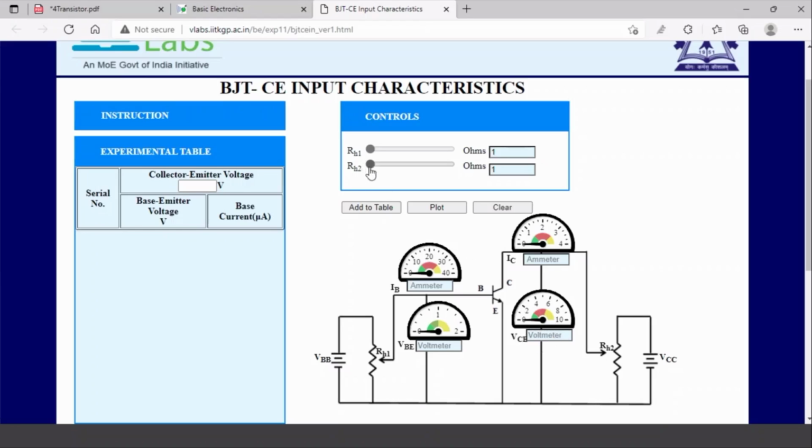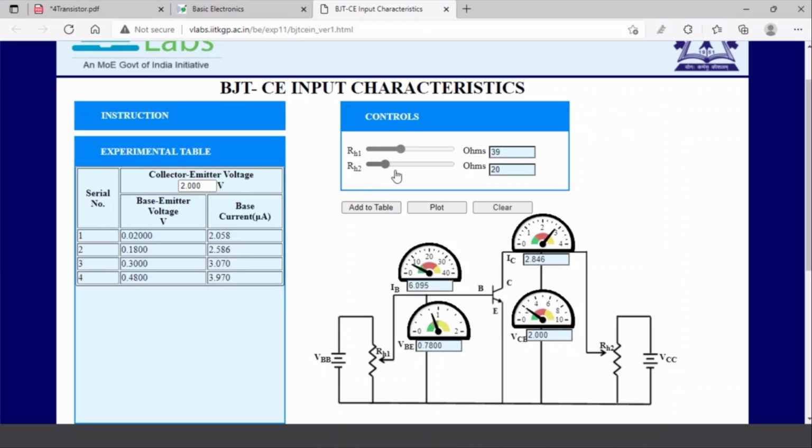Okay, so start with RH1 and both you have to keep at 1 first, and then start increasing the value of RH, make it 2. Now it is 2, right? VC is 2. Again, what you have to do, you have to take these values. So for VC as 2 volt, change the value of base emitter. Now for base emitter 0.02, current is 2.058. Again, increase the value of RH1, add to the table. Again, increase. Keep on increasing the values here like this.